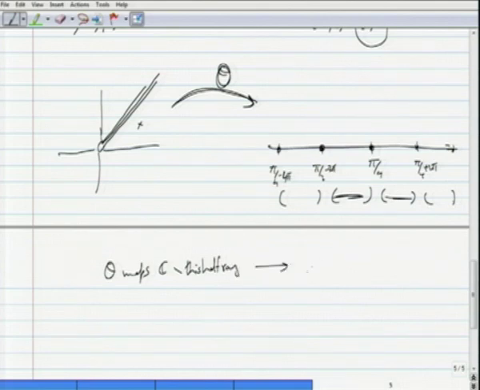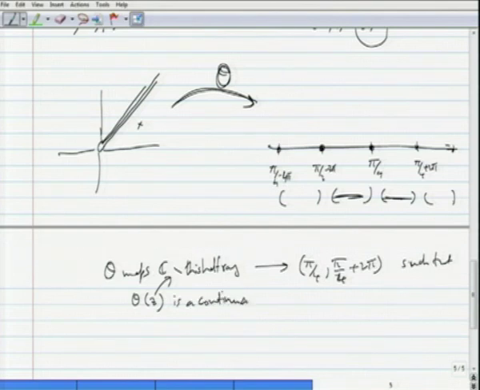to, let us say I'll make a choice, I'll pick one of them, (pi by 4, pi by 4 plus 2 pi), such that theta of z, belonging to this C minus this half ray, is a continuous function. It is a function firstly, and then it is a continuous function.